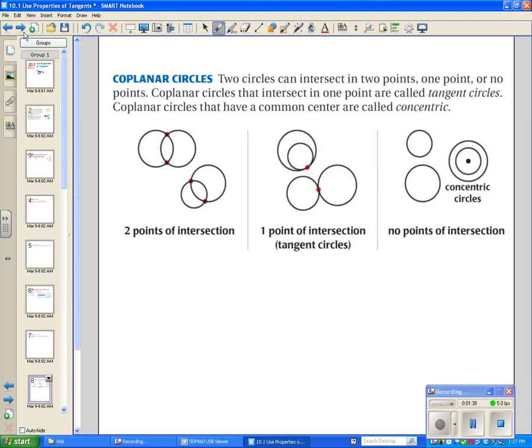So let's just identify coplanar circles, circles in the same plane. Note that there could be 2 points of intersection with a picture like this and this. We have 1 point where the little one's on the inside or it's on the outside. And then we have concentric, con meaning with and centric meaning center, where there's no points of intersection.